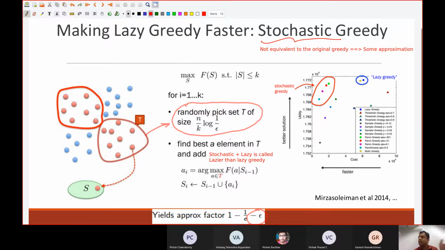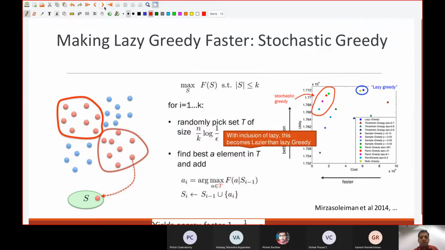So this is just stochastic without lazy greedy. But you can see that lazy greedy is here using the priority queues, and stochastic greedy has taken less time, less cost. But then there's lazier than lazy greedy also. With the inclusion of lazy, this becomes lazier than lazy.